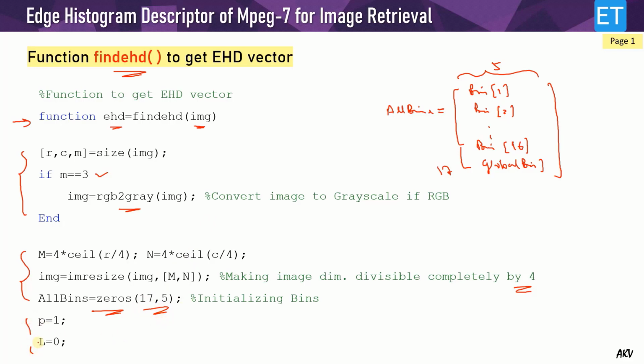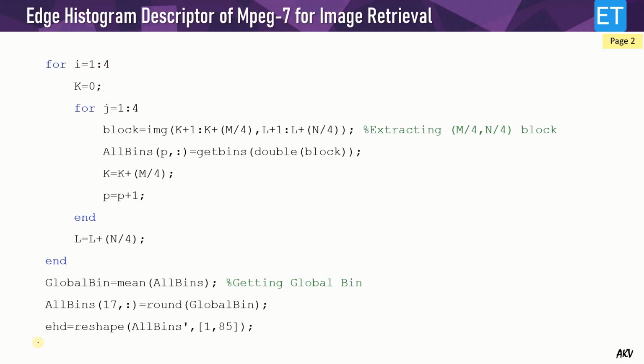And here are some counters to run a loop. This is my for loop, which is running row wise 1 to 4, column wise 1 to 4, I mean to divide the image into 16 blocks of a 4 by 4 grid. And this is how I'm extracting one m by 4, n by 4 block from the image. This block is passed to another function, getBins. This is also not a MATLAB function. This is again my function which I have written. In the coming slide, I will explain what is inside this getBins function. So this extracted block is passed through this function to get its corresponding bin, which is carrying all 5 points.